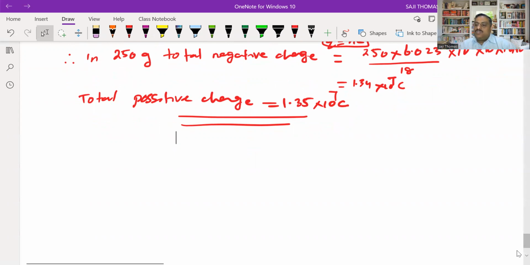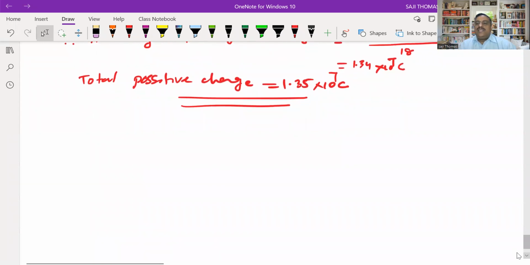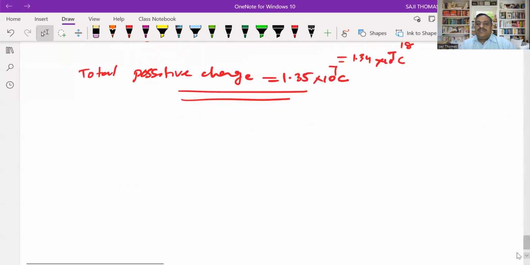Here we learn the force between two point charges. It is also inversely proportional to the square of the distance between the charges. That is why it is known as inverse square law. So this law, Coulomb's law, is a very important law.